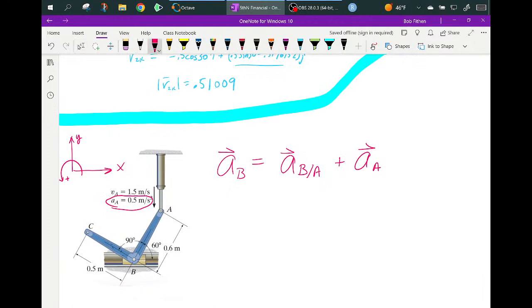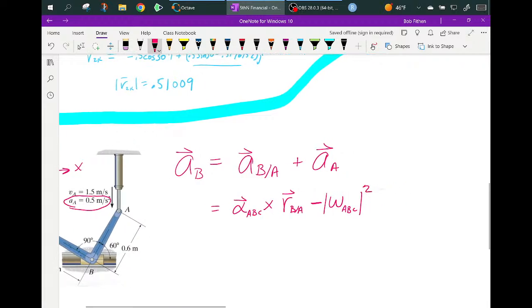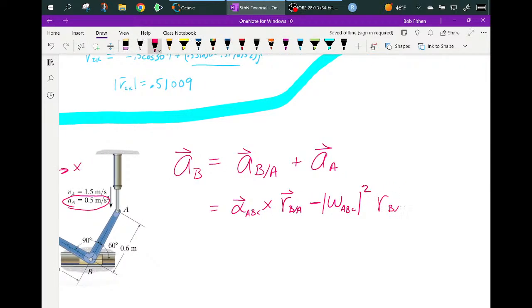And what we're going to have to do is realize this is only due to rotation. So with that in mind, it's going to be alpha A, B, C, because that's the entire length, cross R, B to A, minus the centrifugal part. And this is why you can't do this. So here's the magnitude of the omega squared times R BA plus the acceleration of A.